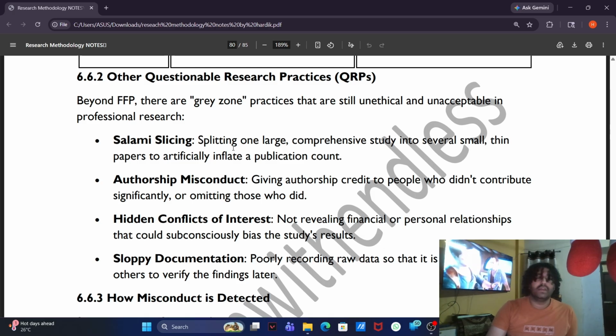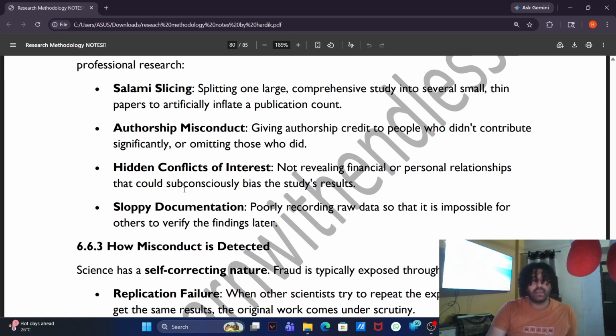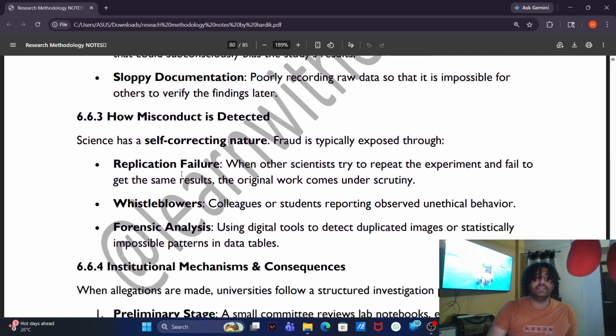Salami slicing: splitting one large comprehensive study into several small, thin papers to artificially inflate a publication count. Authorship misconduct: giving authorship credit to people who didn't contribute significantly, or omitting those who did. Hidden conflicts of interest: not revealing financial or personal relationships that could subconsciously bias the research. Sloppy documentation: poorly recorded raw data, so that it is impossible for others to verify the findings later.